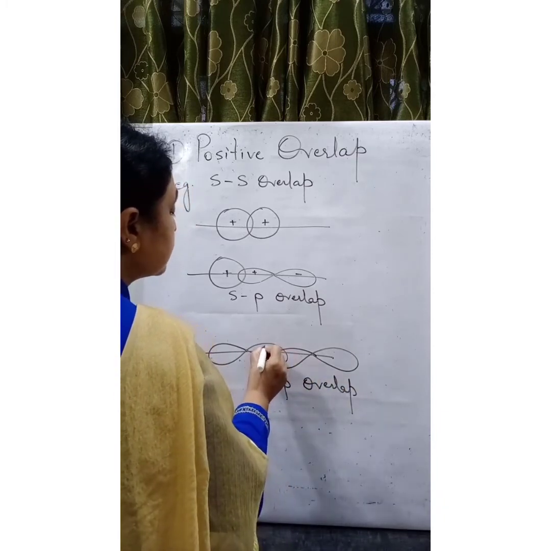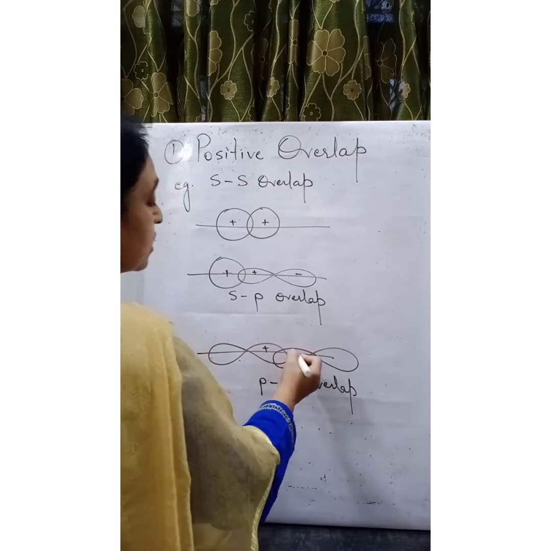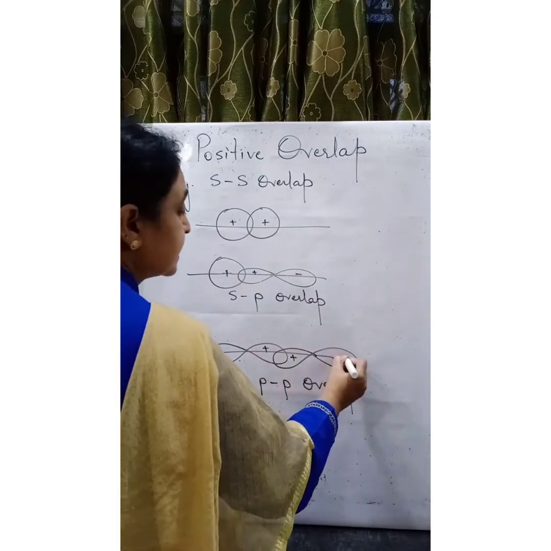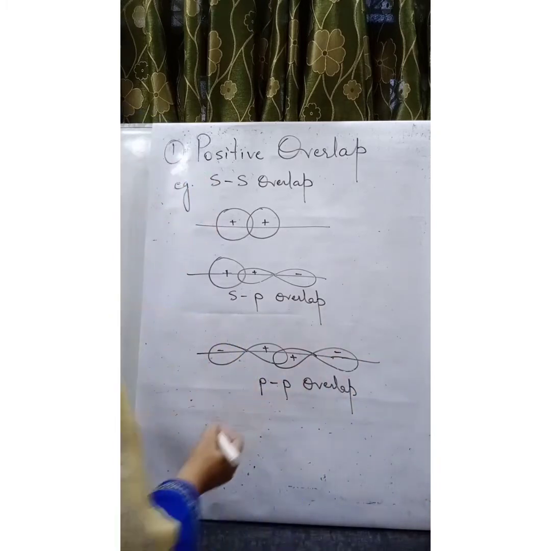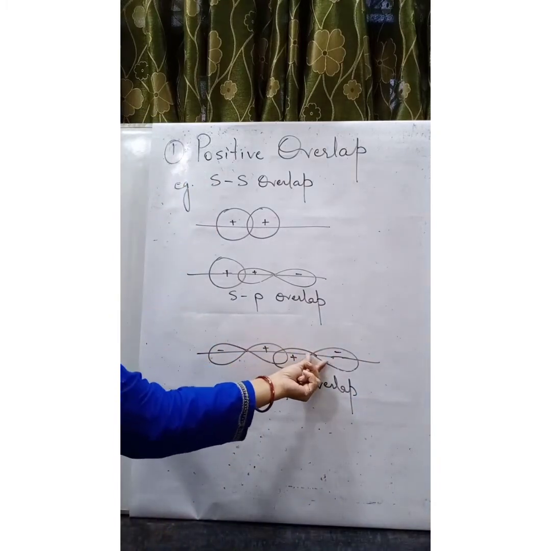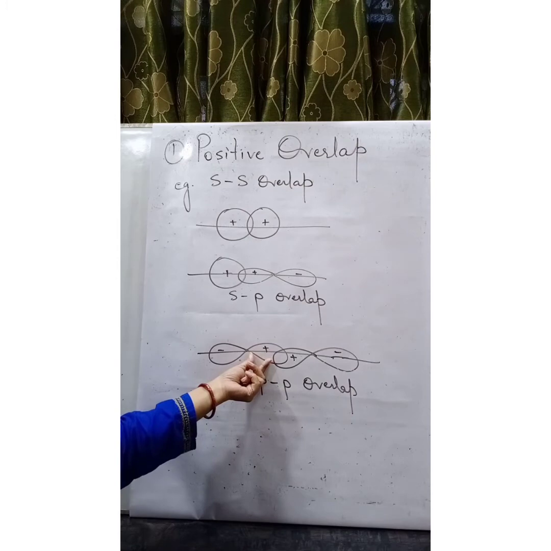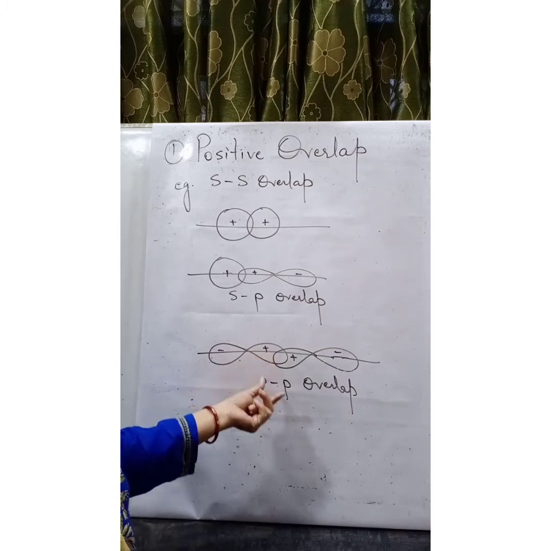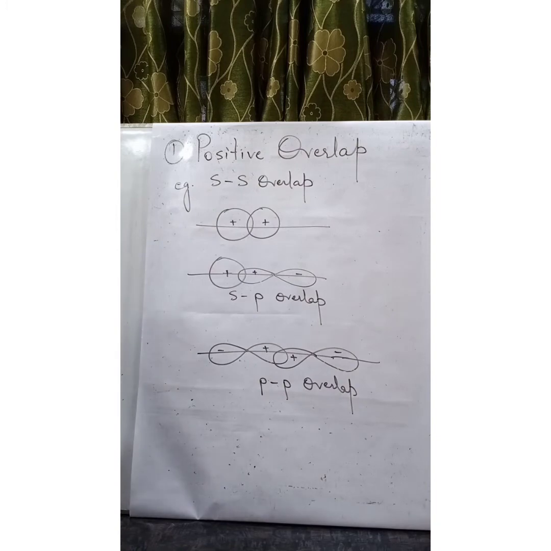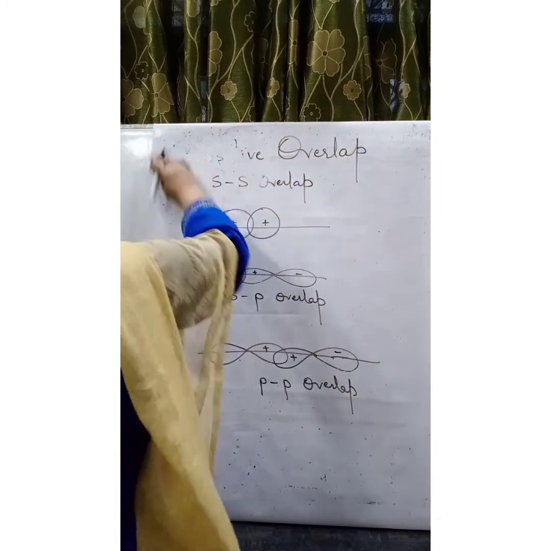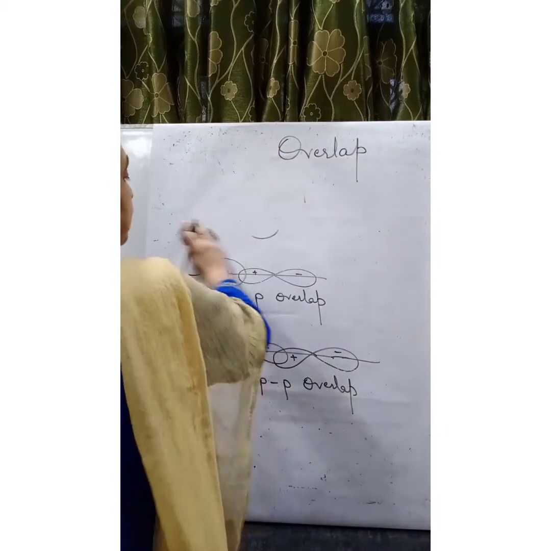Now this is the positive lobe of a p orbital, this is also the positive lobe, and these are the negative lobes of the p orbital. Now when the positive lobe of a p orbital overlaps with the positive lobe of another p orbital, it results in positive overlap. Let us move on to the next type of overlap, that is negative overlap.